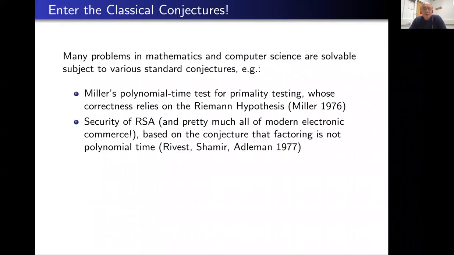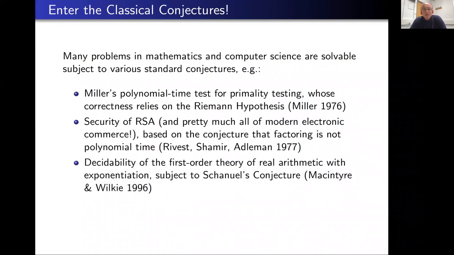Okay, so now since we can't do better, it's time to throw some conjectures into the pot. Many problems in mathematics and computer science are solvable subject to various standard conjectures. For example, Riemann's hypothesis, or the belief that factoring is not in polynomial time, on which the security of RSA depends. The decidability of the first-order theory of real arithmetic with exponentiation is subject to Schanuel's conjecture.